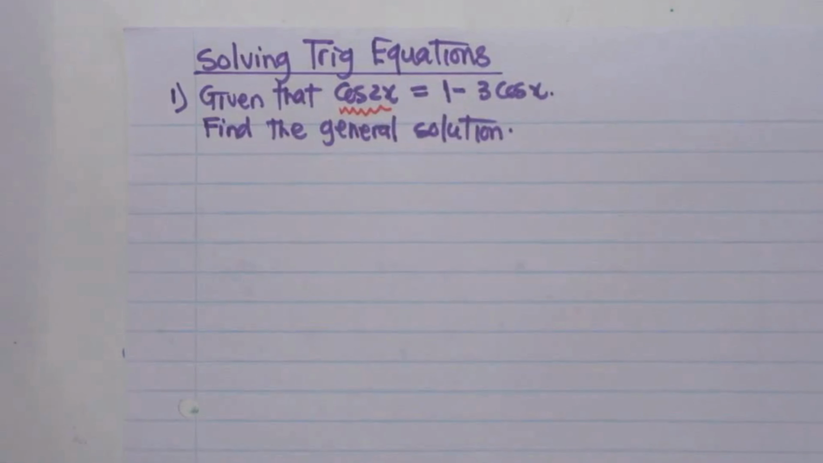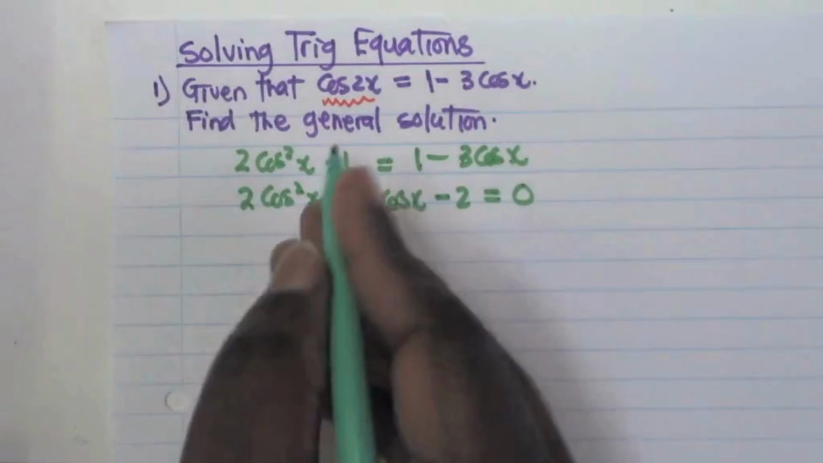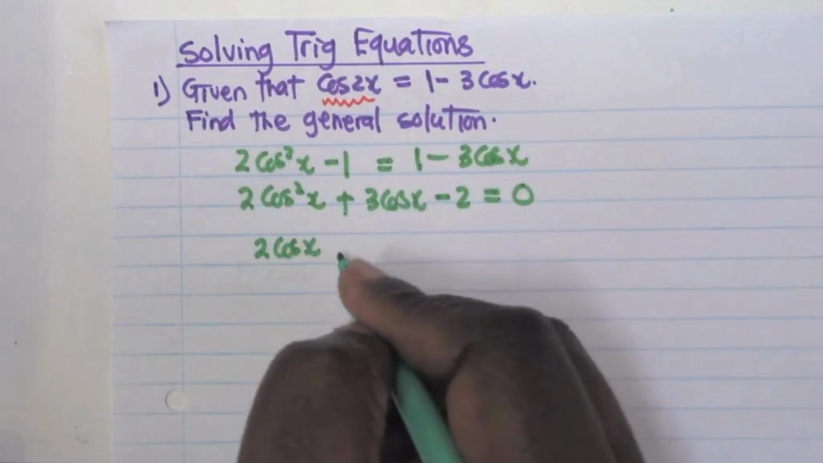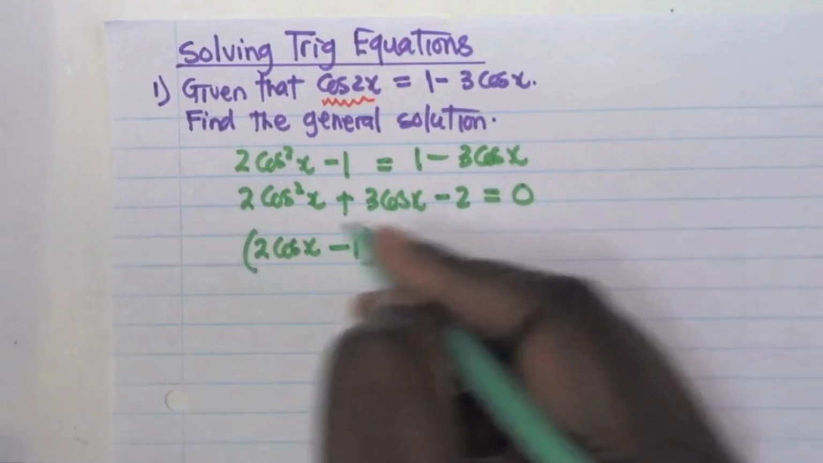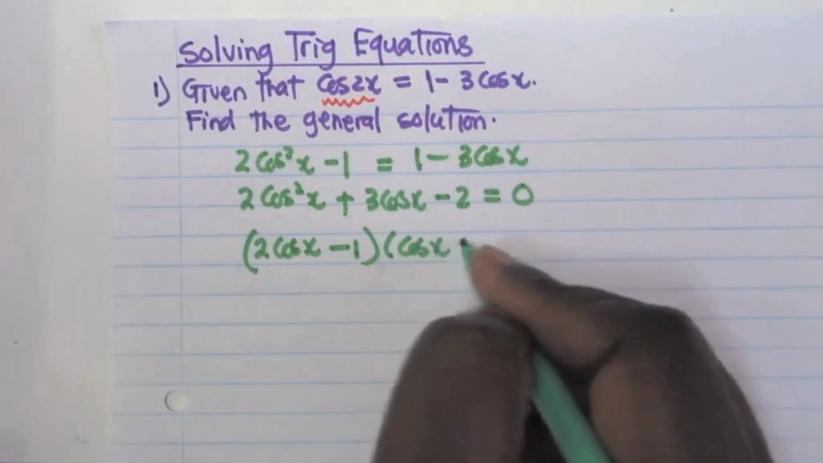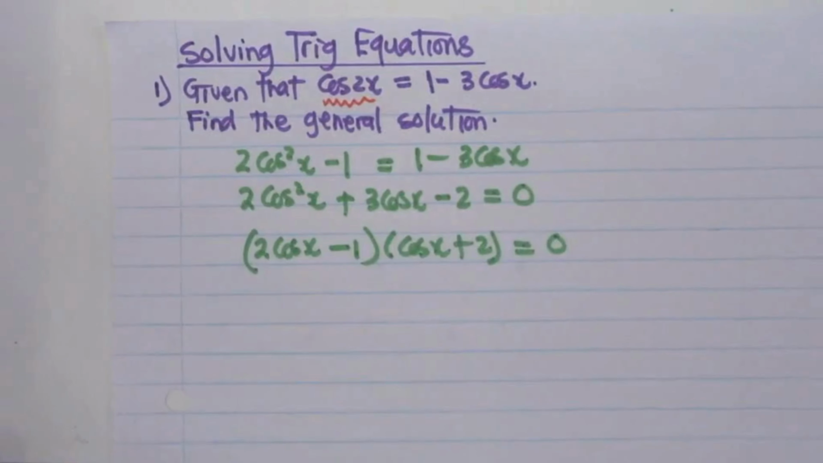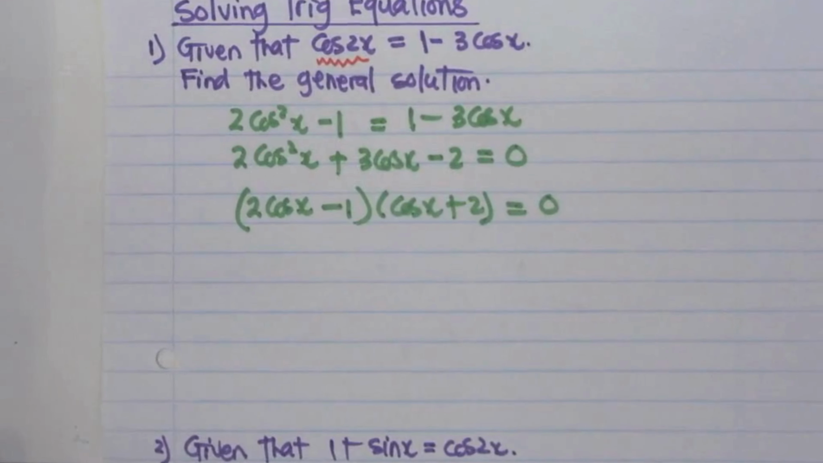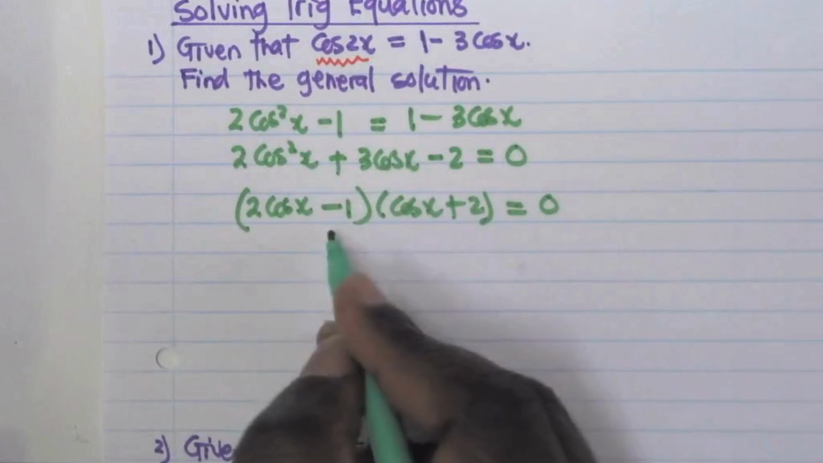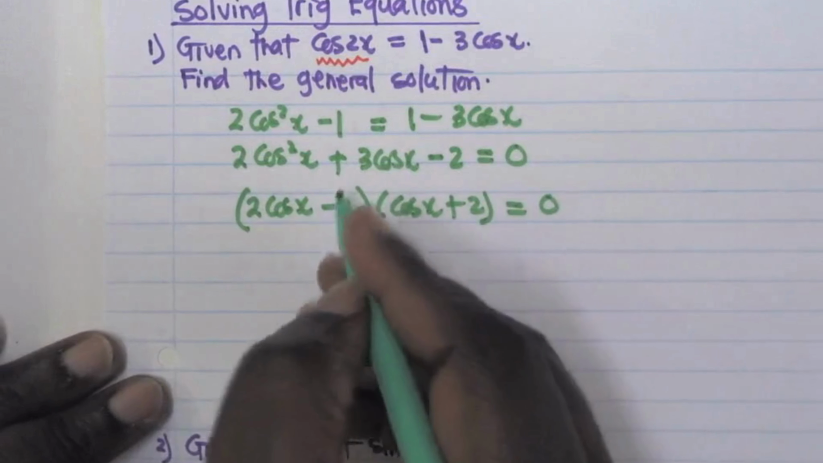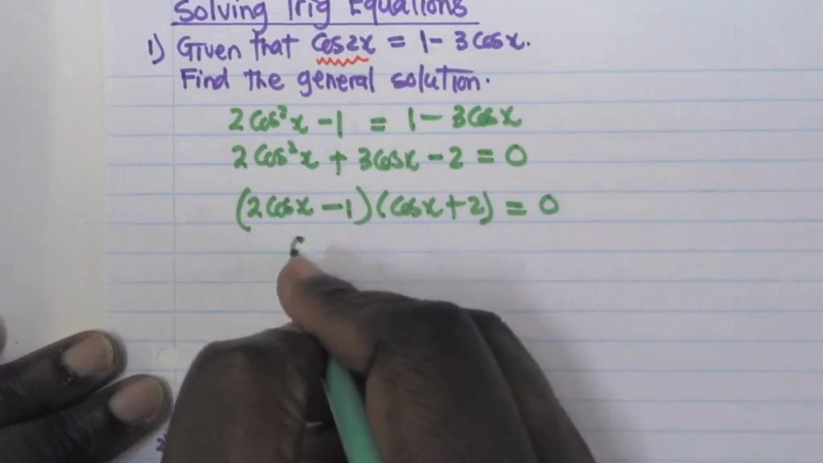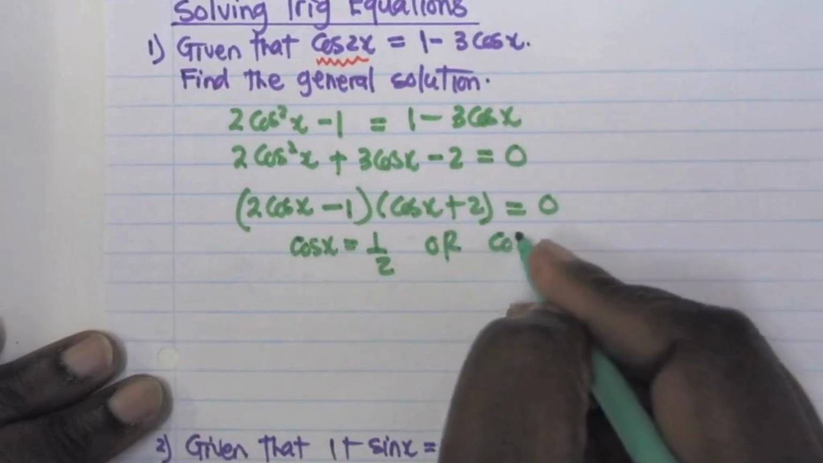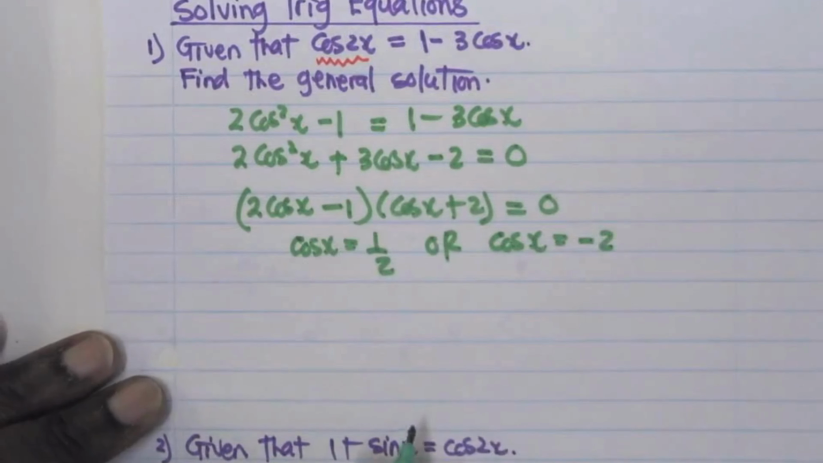And here I can solve this equation. I can use the quadratic formula, or I can use the method of factorization. If I use the method of factorization, I'm going to get 2 cos x minus 1, and then cos x plus 2 in the other bracket. Please always check your brackets if you use the method of factorization. And then the first bracket here is going to be cos x is equal to 1 over 2, and the second bracket is going to be cos x is equal to negative 2.